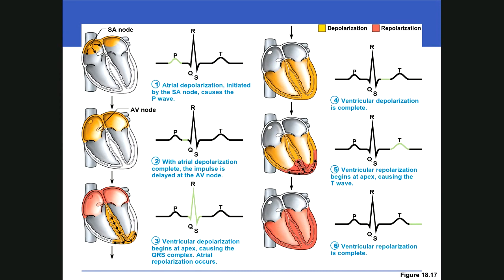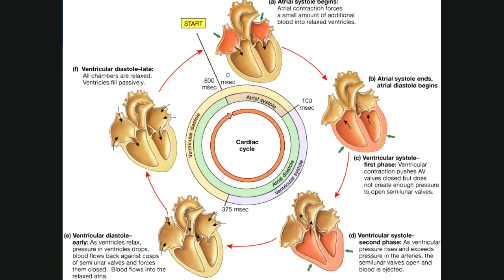So then it's going to happen all over again. So as soon as all this is over, this is going to happen again. The SA node is going to depolarize. We're going to do this again, this again, this again, and so on. And so if you look at it, it just happens over and over and over again. It's a circle. It's a cycle. And so that's why it's called the cardiac cycle. And so you can pick anywhere you want to start in a circle, but typically we pick right here.